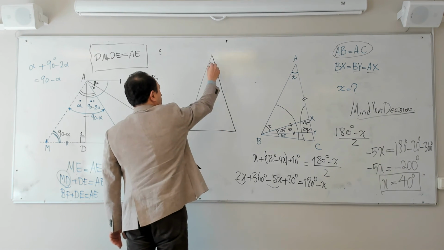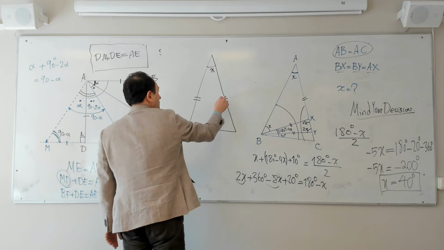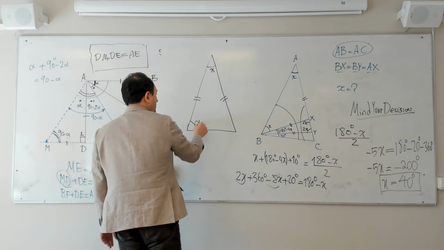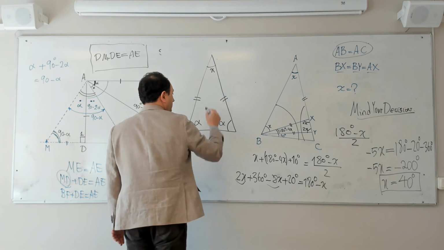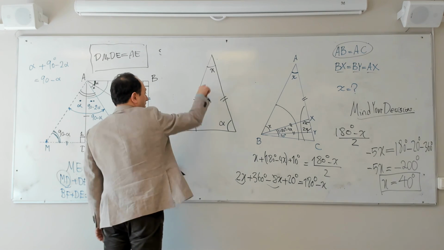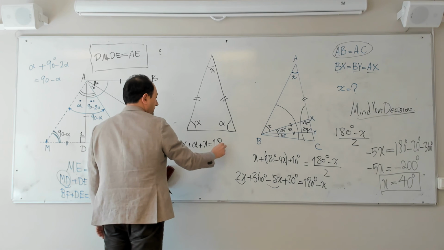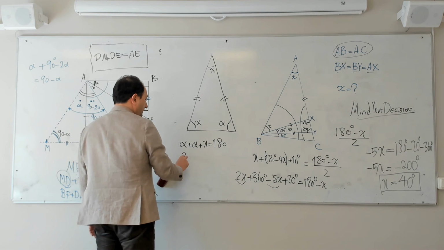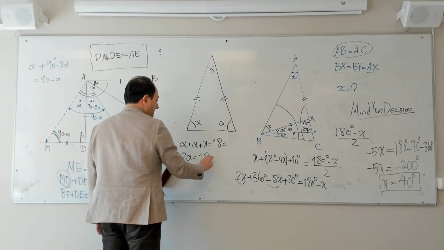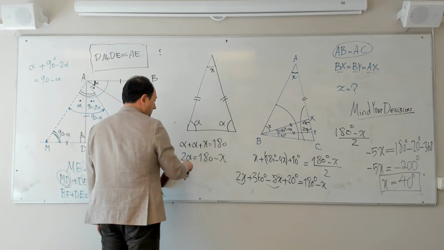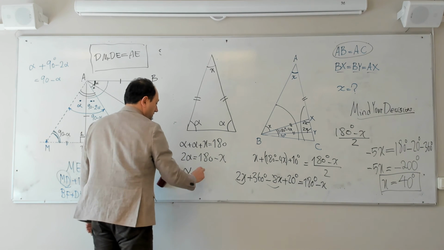This is an isosceles triangle. These two are the same. So for example, call this alpha. This is also alpha. So, and then alpha plus x is 180, yes? So 2 alpha is 180 minus x. But alpha is half of this expression.